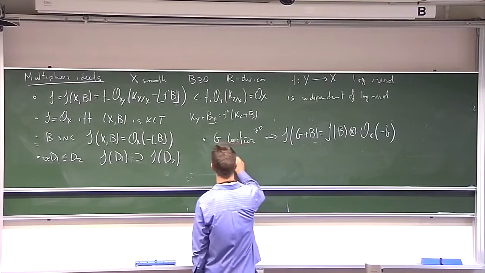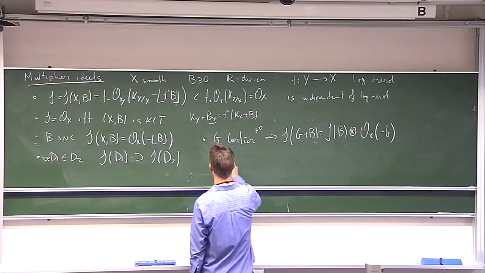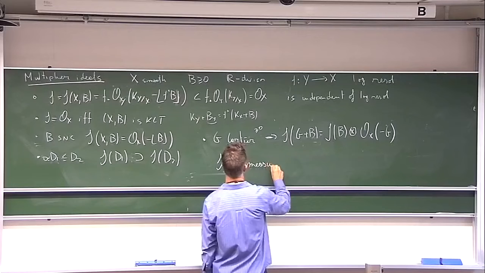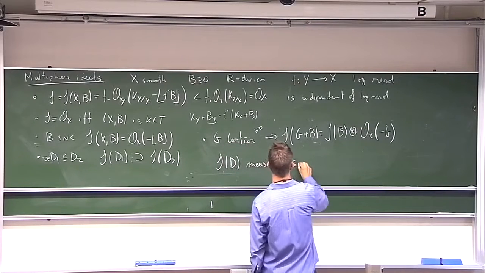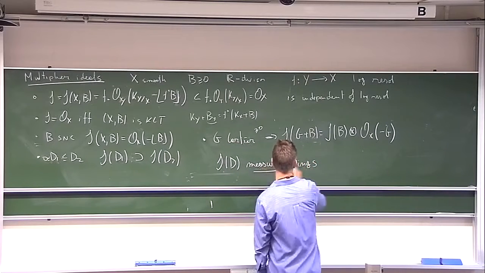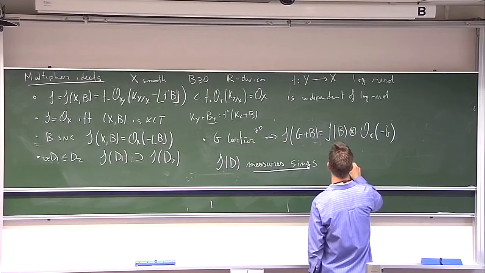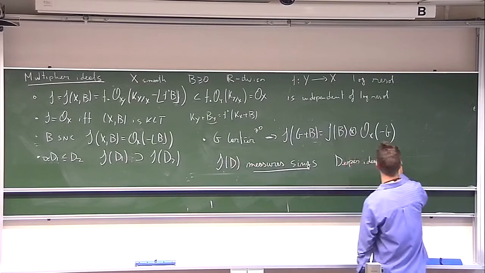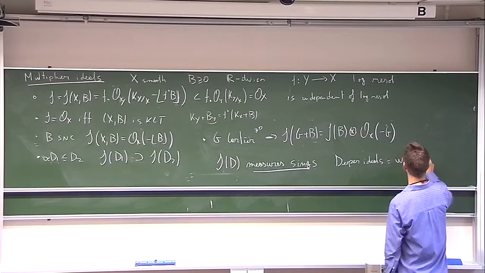Maybe I should emphasize that. The multiplier ideal I of D measures singularities. Deeper ideals equal worse singularities.